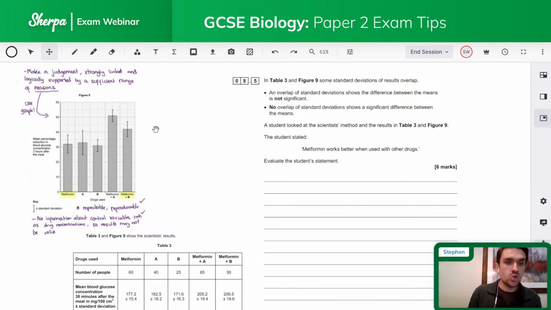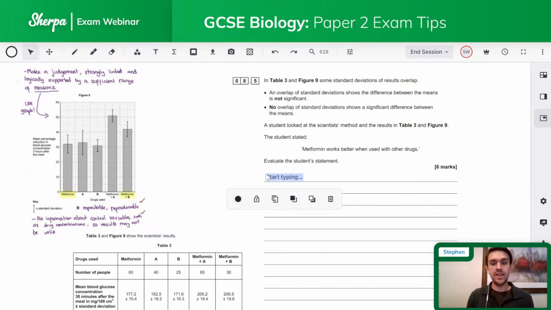This will be strongly linked and logically supported by a sufficient range of reasons, and those reasons are going to come from the graph. Okay. So with questions, immediately start thinking for and against. So how does the information they're given support the student's statement? Well, first of all, metformin plus drug A gives a larger reduction in blood glucose levels than metformin alone.